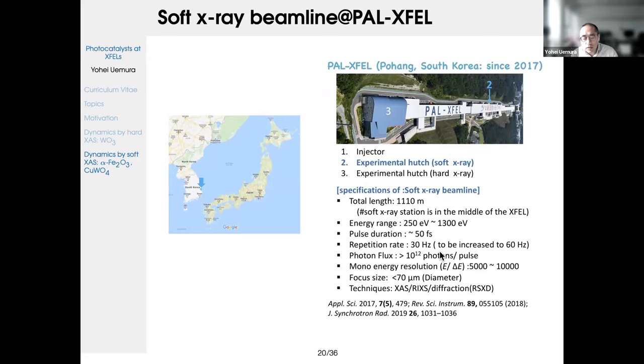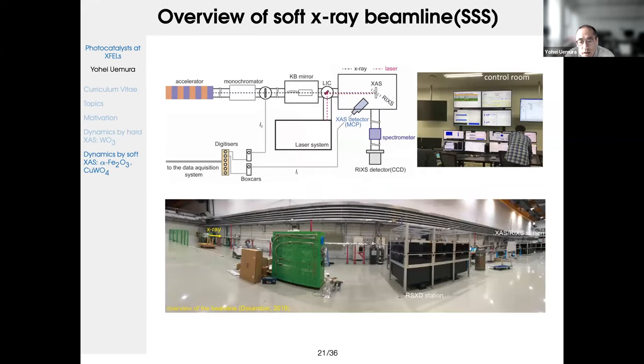There are two different end stations inside the soft X-ray beam line. We can measure the X-ray absorption, resonant inelastic scattering, also the diffraction, resonant soft X-ray diffraction. This picture was taken in 2019, and at that moment the new station, the resonant soft X-ray diffraction station, was just installed. And then we are using the X-ray absorption station. This is the inside control hatch. This is a brief illustration of the instrument itself.